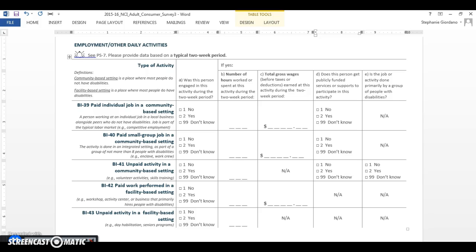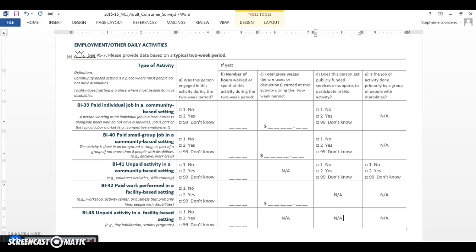The employment and other daily activities grid again has remained largely the same from previous years. However, this year we ask question BI 39 and BI 40 separately. These ask whether the person is in a paid individual job in a community-based setting and whether the person is in a paid small group job in a community-based setting. We separated these from the request of many states who recognize that there are many individuals who work in both types of settings and want to be able to capture when the person is working in both types of jobs.